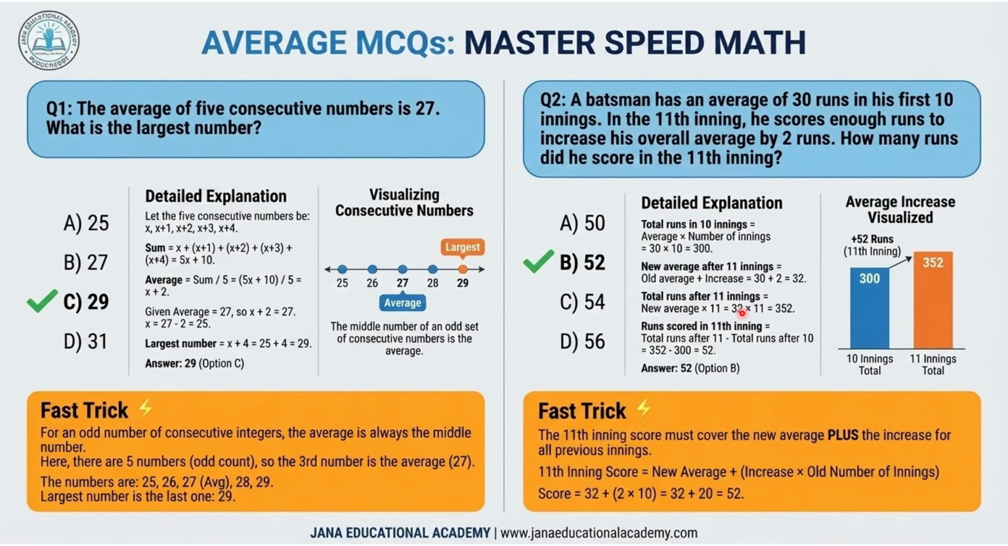Or you can use a detailed explanation and a traditional method also. But it is a faster method. We have to remember this formula: whenever the 11th innings or new value is asked, it is nothing but the new average into the increase in the average into the old number of innings. Using this formula, we can calculate it.